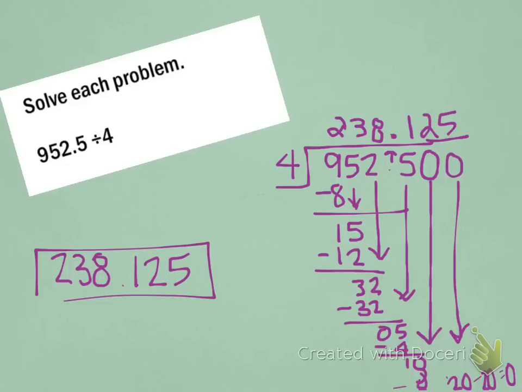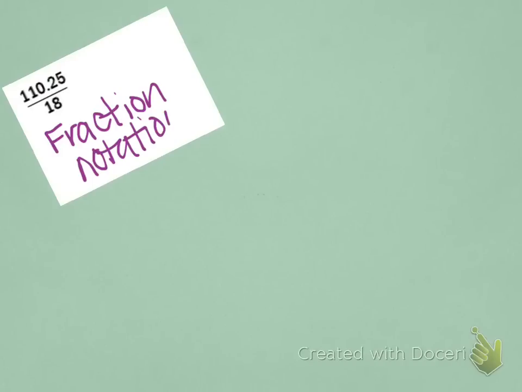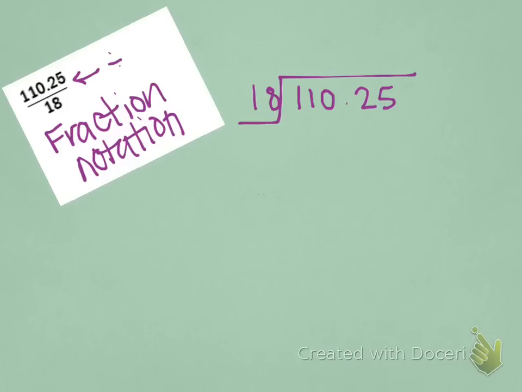125 thousandths. Okay, so here, this is fraction notation, like I was saying earlier. Fraction notation. All that means is that we're showing division in fraction form. So this is 110 and 25 hundredths divided by 18. This line right here means divided by. So 110 and 25 hundredths divided by 18. Okay, this is dividing by a whole number. So all we have to do is bring that decimal straight up into our quotient and divide like normal.